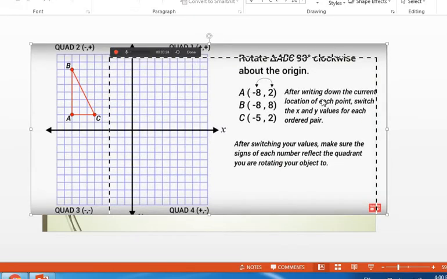And now, after writing down the current location of each point, switch the X and Y values for each ordered pair. I have written the ordered pairs and finished them. This is the current location, quadrant 2. After switching your values, make sure the signs of each number reflect the quadrant you are rotating your object to. So here I rotate this object to the other side.